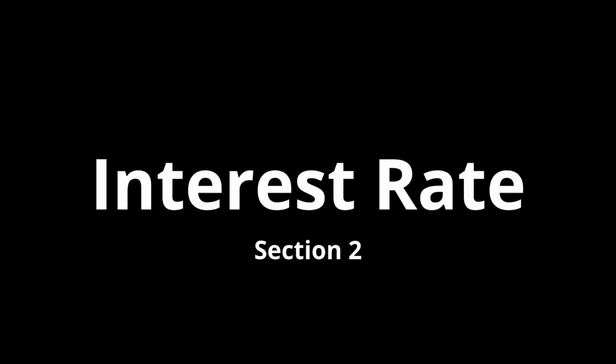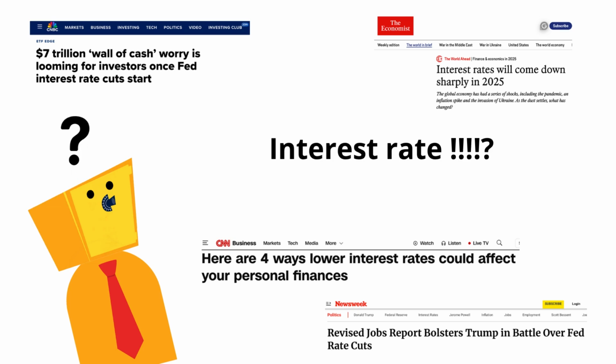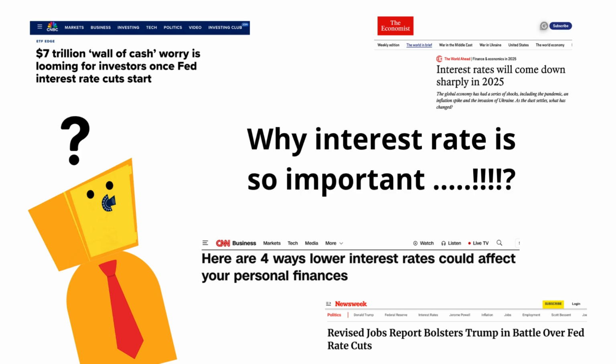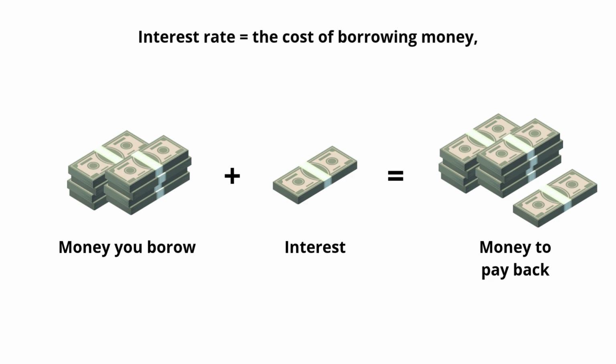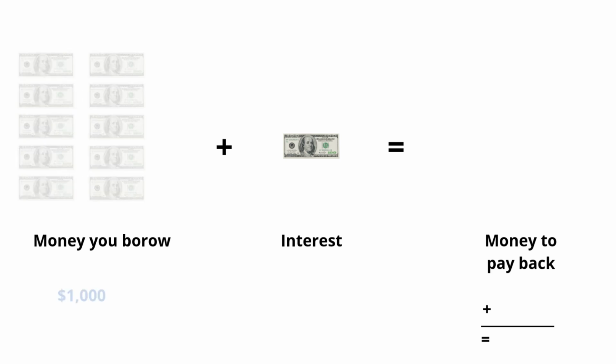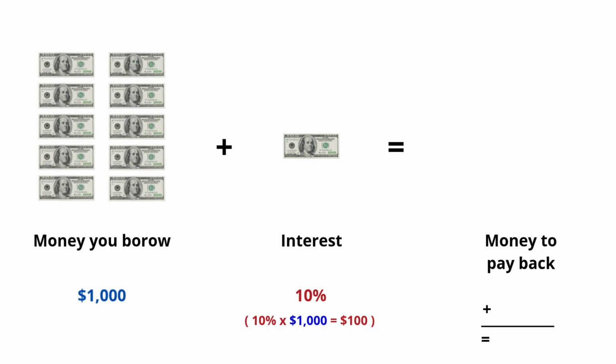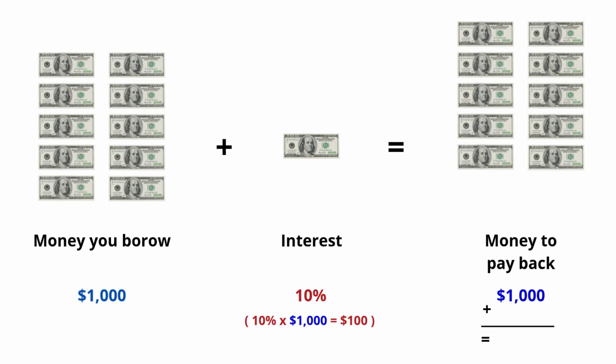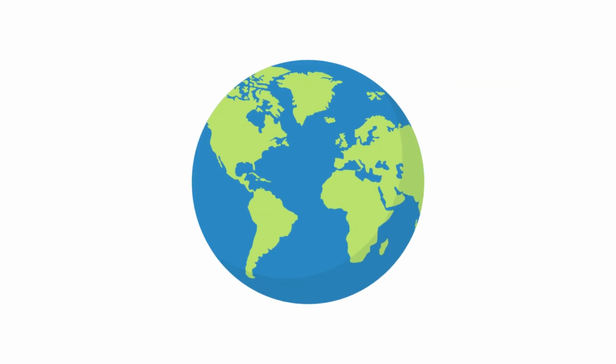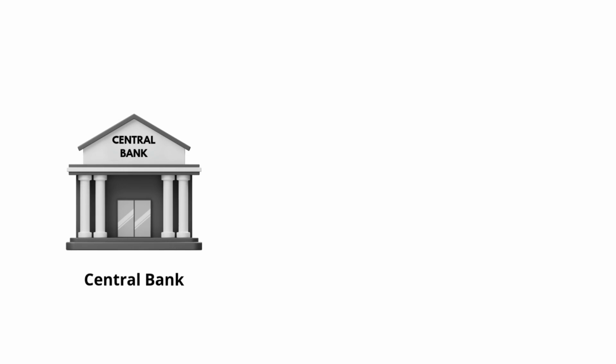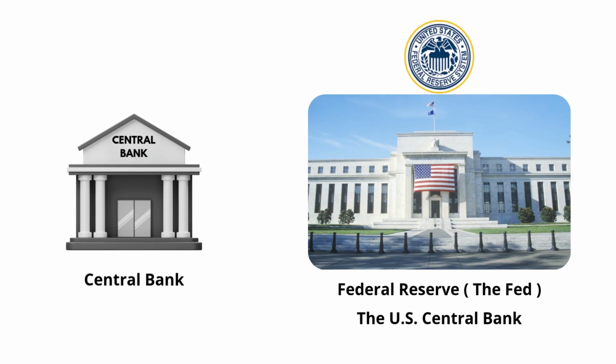Section 2. Interest rates. You've probably heard of interest rates, but why are they so important? An interest rate is the cost of borrowing money shown as a percent. Example, if you borrow $1,000 with a 10% interest rate, you must pay back $1,000 plus $100 as interest. In every country, the central bank, like the Federal Reserve in the US, decides the interest rates.